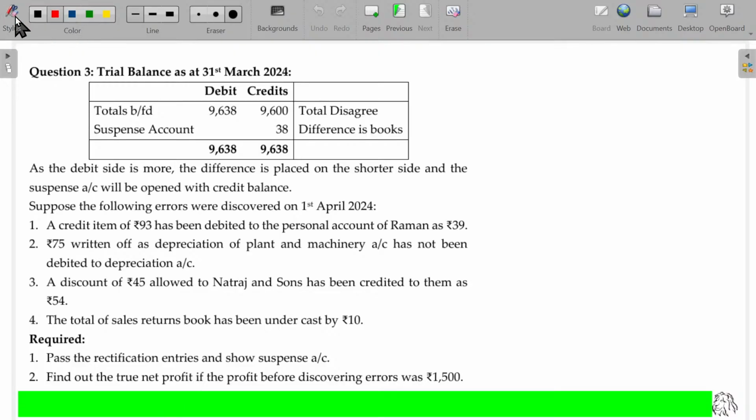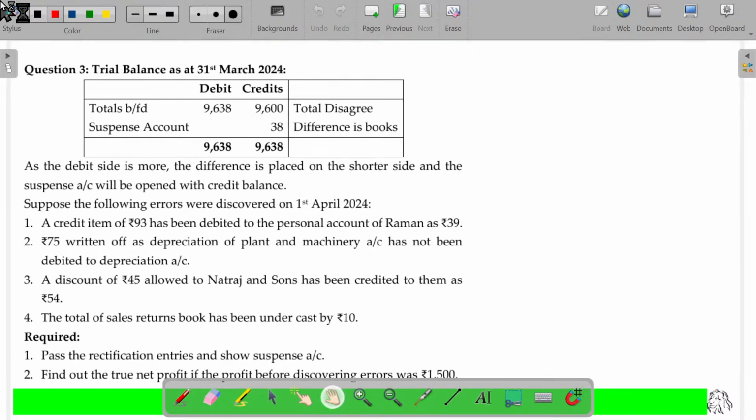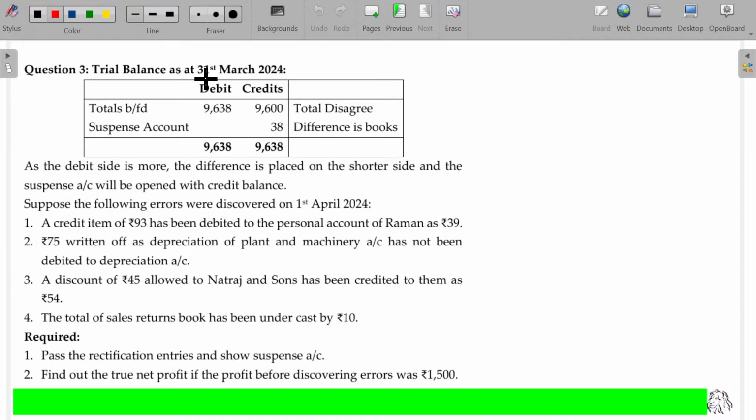Question number 3. Trial balance as at 31st March 2024. Debit side and credit side: after preparing the trial balance, the totals are not matching. Debit side total is 9,638, credit side total is 9,600. 38 rupees shortage in the credit side. In order to close the trial balance temporarily, the difference is named as suspense. Usually, if the trial balance is not agreed, the difference is named as suspense.